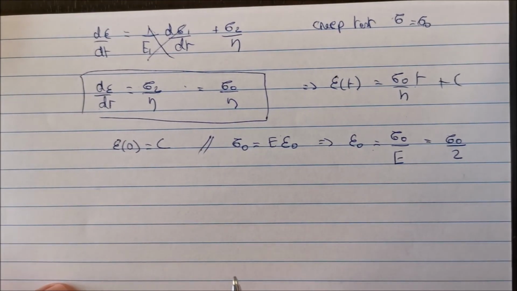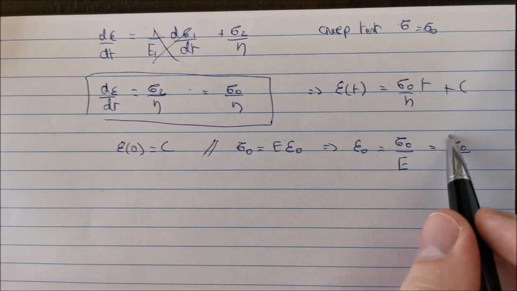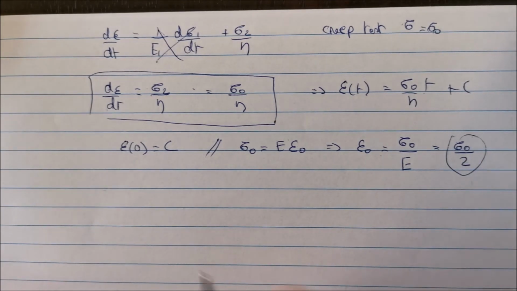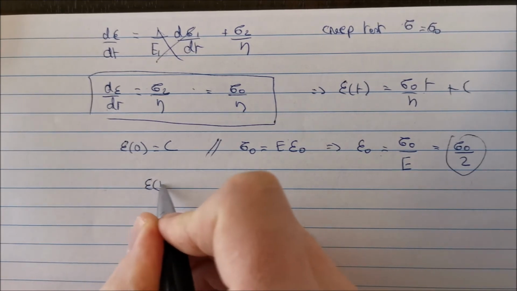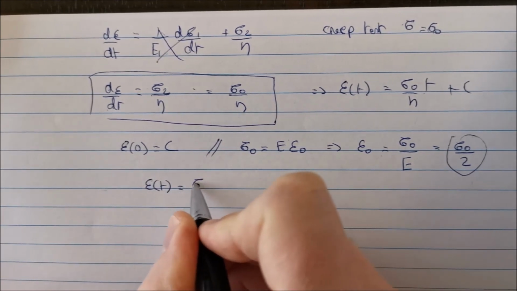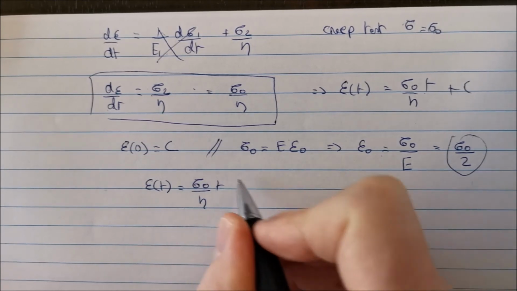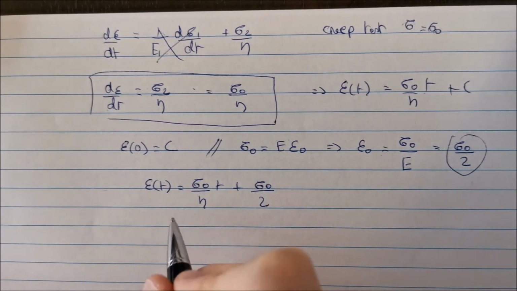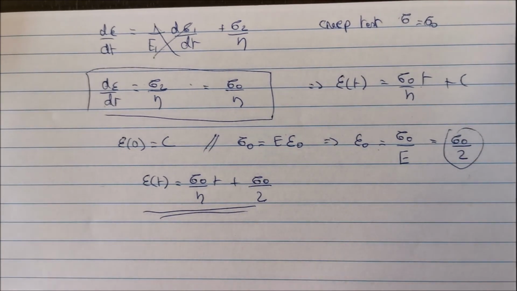Okay. So now that we know that the constant C is equal to sigma 0 over 2, we can write the final expression. The strain over time is equal to stress divided by the viscosity times the time, plus sigma 0 over 2. This is our complete expression for this Maxwell model for the evolution of the creep over time.